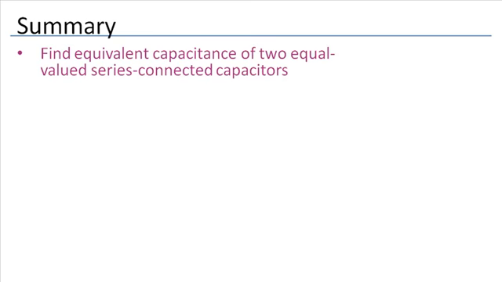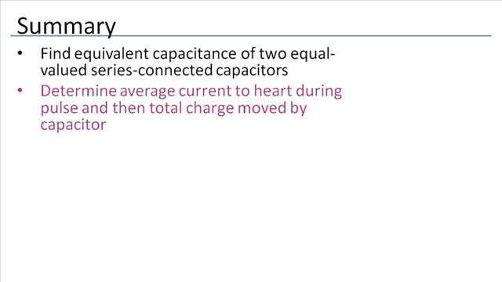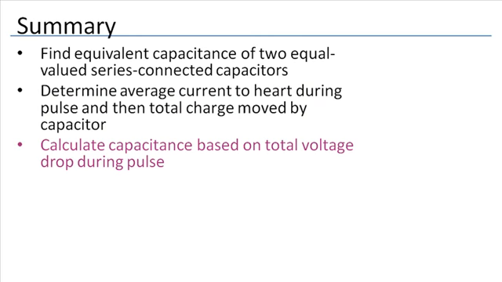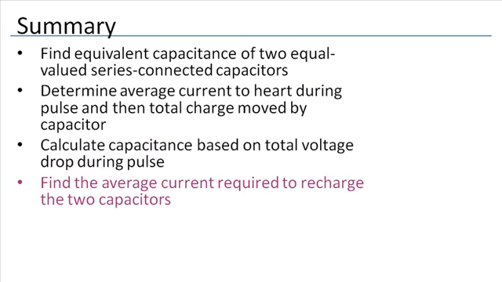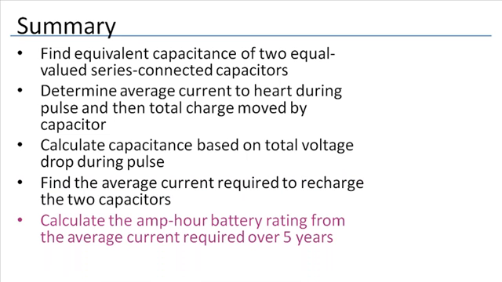Alright, let's recap what we did on this problem. First, we needed to find the equivalent capacitance of two equal valued series connected capacitors. We then determined the average current to the heart during the pulse phase, and then the total charge moved by the capacitor. We then calculated the capacitance based on the total voltage drop during the pulse, and then found the average current required to recharge the two capacitors. We then calculated the amp-hour battery rating from the average current required over 5 years.